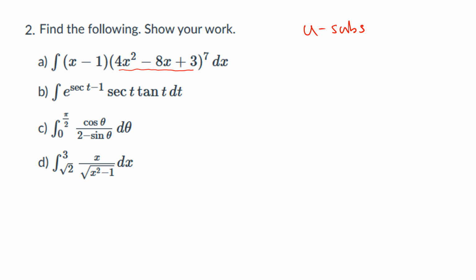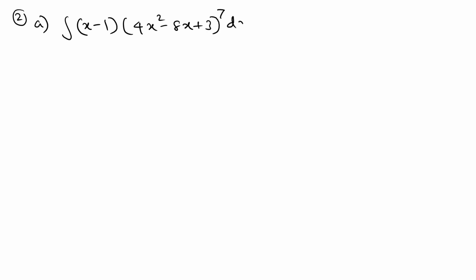So let's start with the first one. It is question number 2 part A. You're going to have x minus 1 times 4x squared minus 8x plus 3 to the 7th power. The first thing you notice is what is u. You can see that that's the u function, so we're going to start with that.